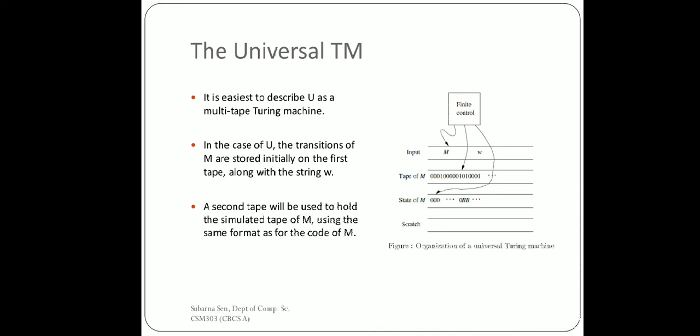And a second tape will be there that is used to hold the simulated tape of M using the same format as the code of M. So what we are going to do in the second tape, we are going to mimic, or simulate, my first tape, but at the same time we are going to convert it into the code for Turing machine using the technique which we have learned so far. We will use the technique to simulate the first tape of this Turing machine, right?